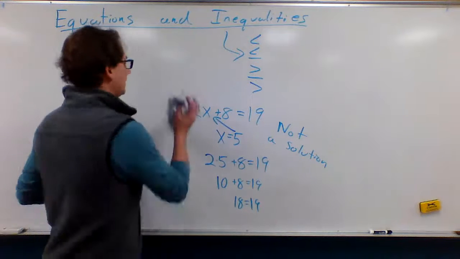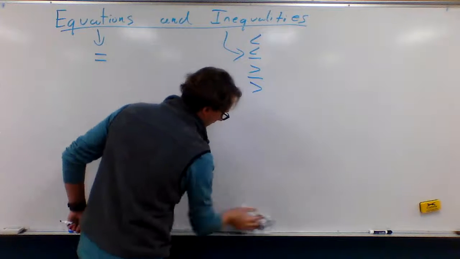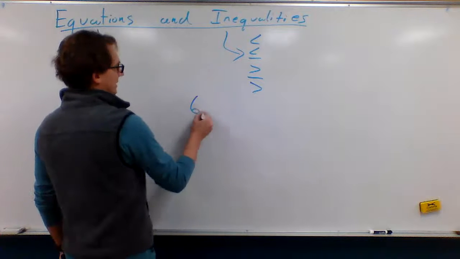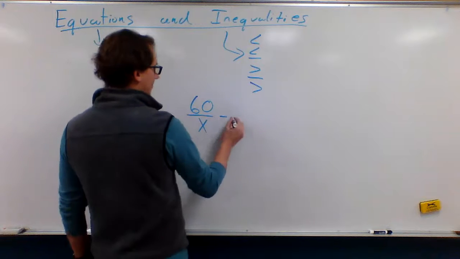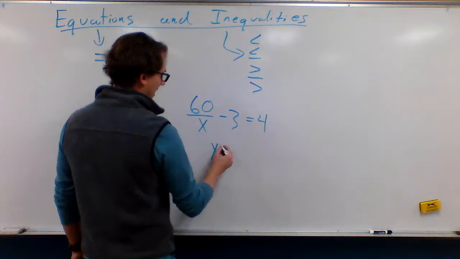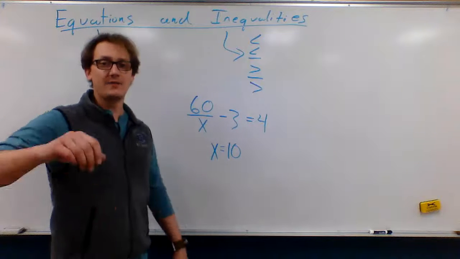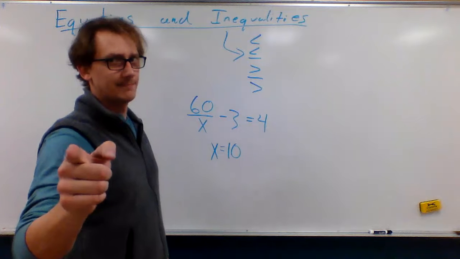Okay? Let's do one on our own here. Let's try 60 divided by x minus 3 equals 4, where x equals 10. Take just a moment, pause the video, and go ahead and try this problem, and then I'll see you on the flip side.